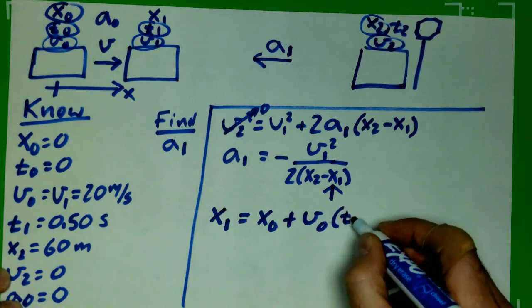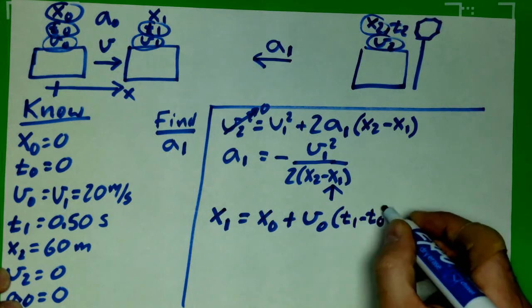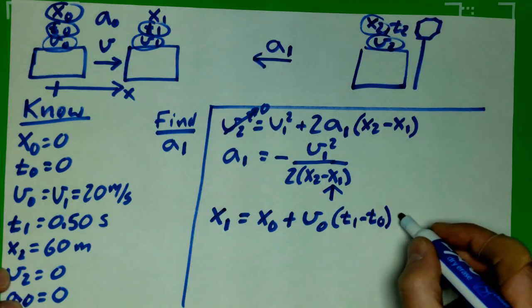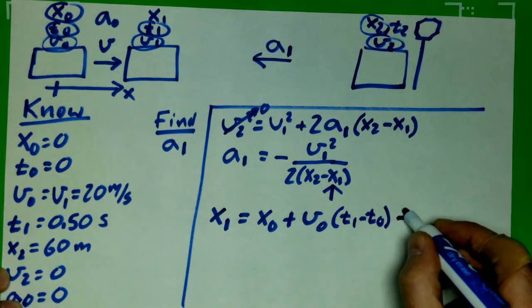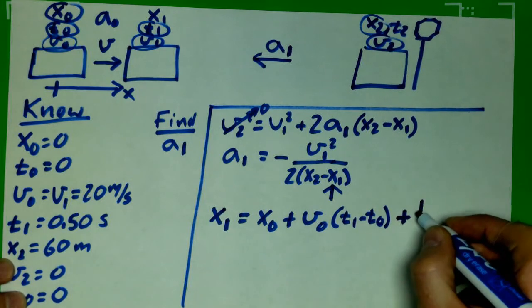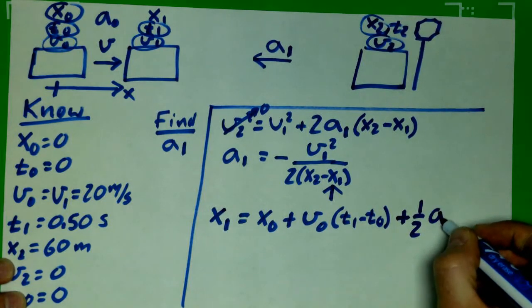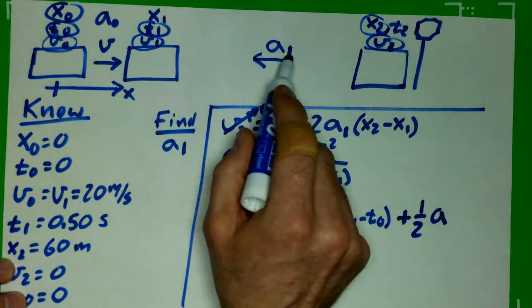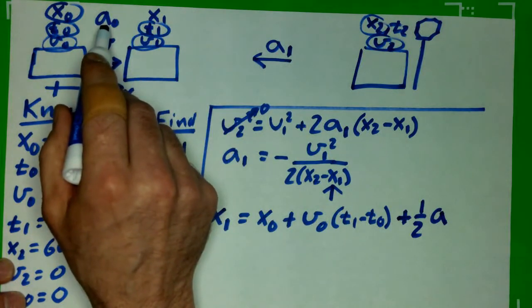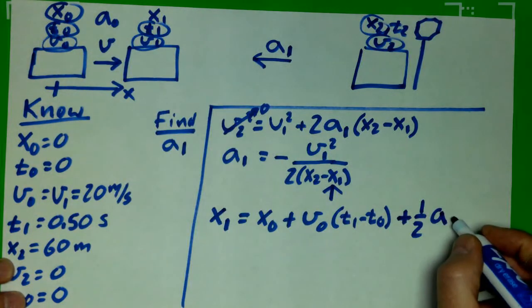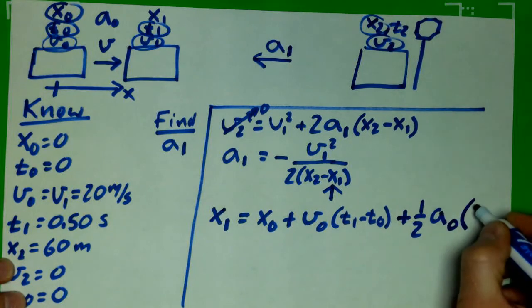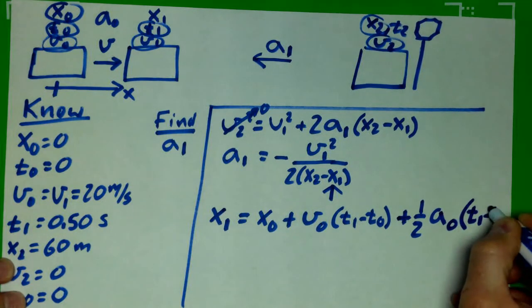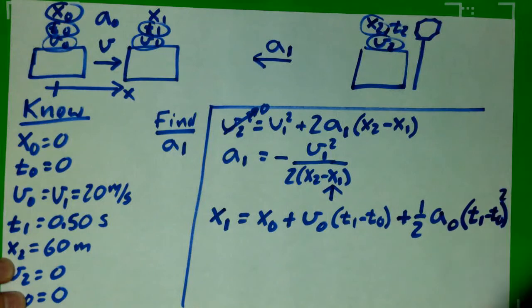Okay, t1 minus t0 for my delta t, and then plus a 1/2 a. Now which a is it? Is it this one? It's this one. That's why this is important: a0 times t1 minus t0 squared.